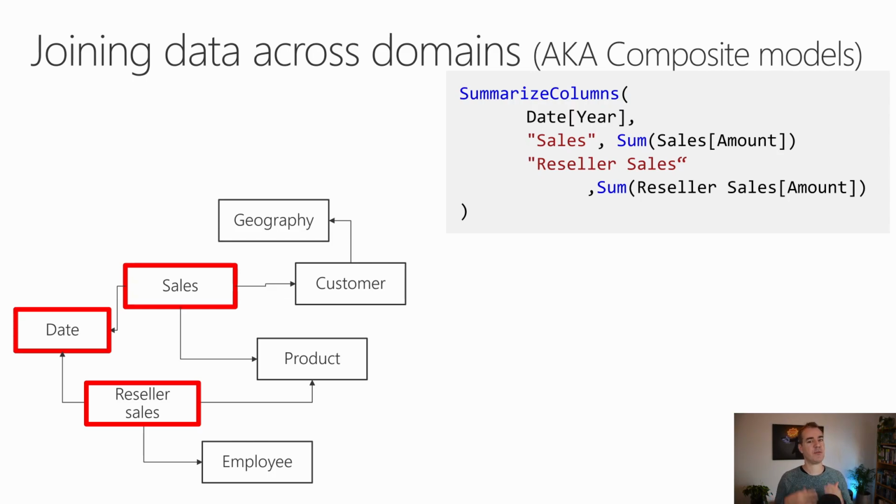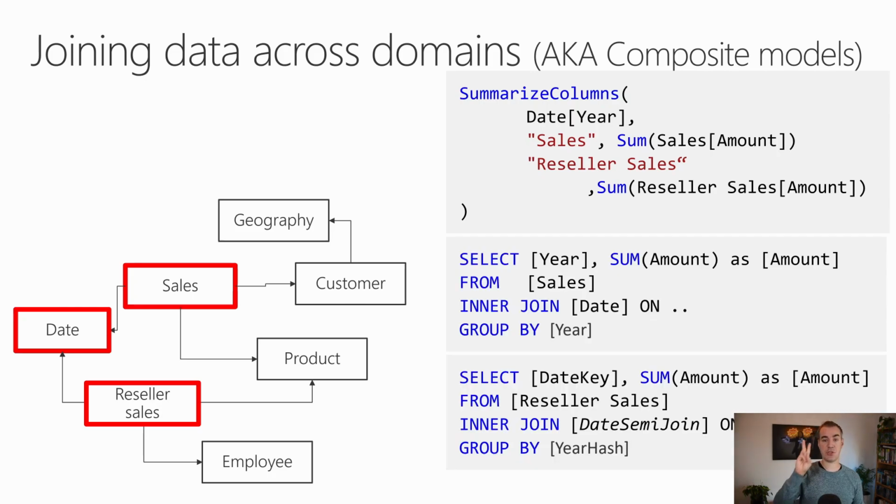But under the covers, I've created this model where sales and reseller sales are actually in two separate SQL Server databases. But the user doesn't know. Actually, DAX doesn't know anything about it either. It sends this query, but the model now starts to figure out, oh, these are in two different SQL Server databases. We need to do something to actually join them together.